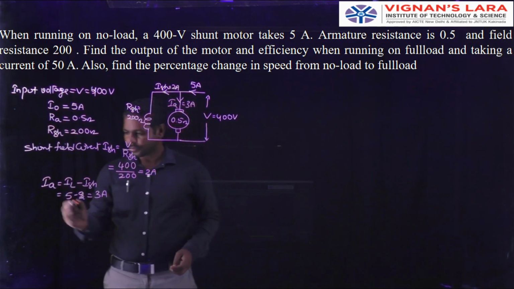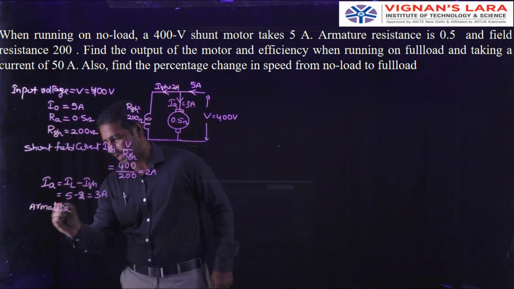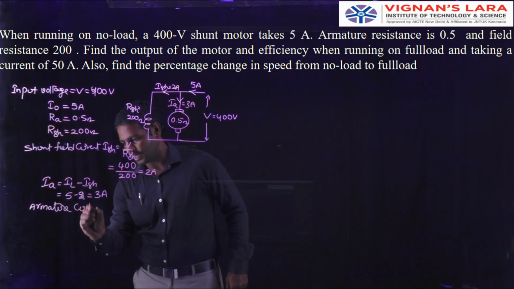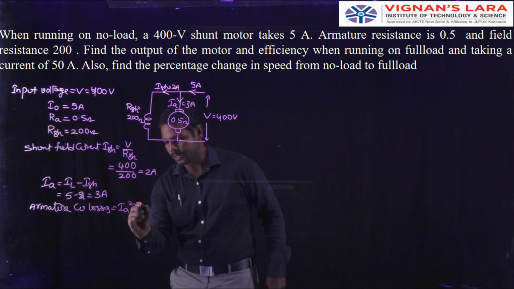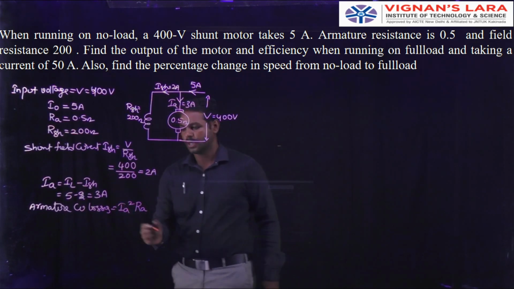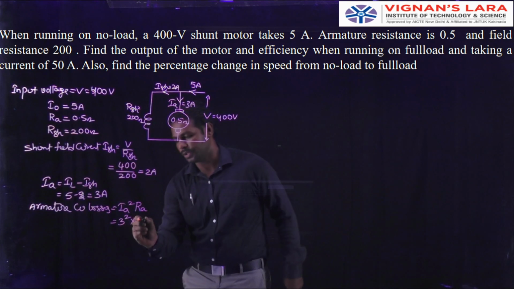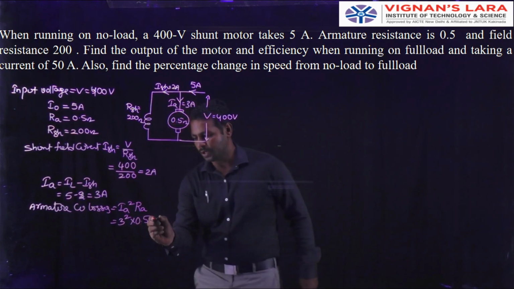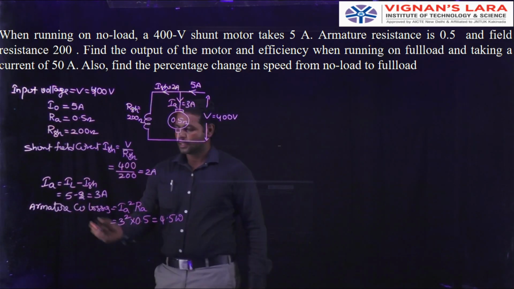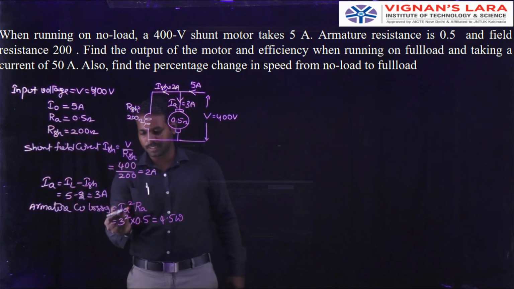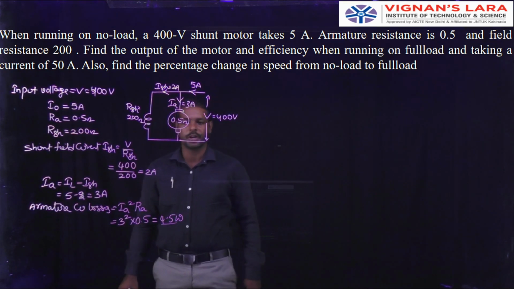Another one is the armature copper losses. Armature copper losses are equal to IA square into RA, which is equal to 3 square into 0.5, which is equal to 4.5 watts. So armature copper loss is equal to IA square RA. Substituting the armature current and resistance, we get the armature copper loss equal to 4.5 watts.